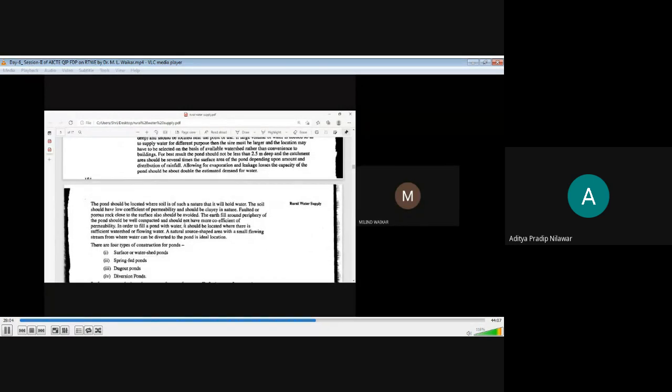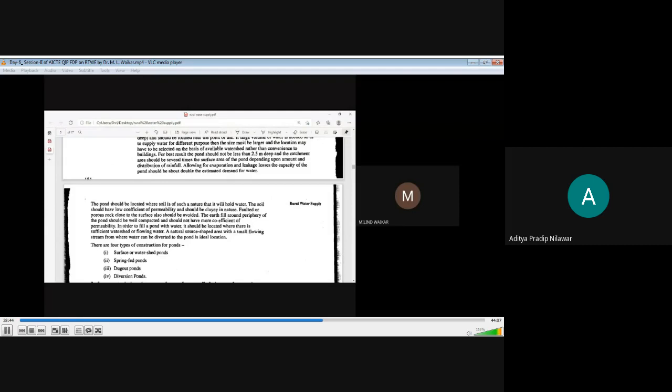Now, the pond should be located where the soil is of such a nature that it will hold water and not release water, and it will contribute to the groundwater. That kind of thing you cannot expect when you are declaring it as a surface water source. So such soil should have a very low coefficient of permeability, and generally it should be clayey in nature. Faulted or porous rock close to the surface should be avoided. Then earth filled around the periphery of the pond should be well compacted, and it should not have a high coefficient of permeability so that you can avoid seepage.